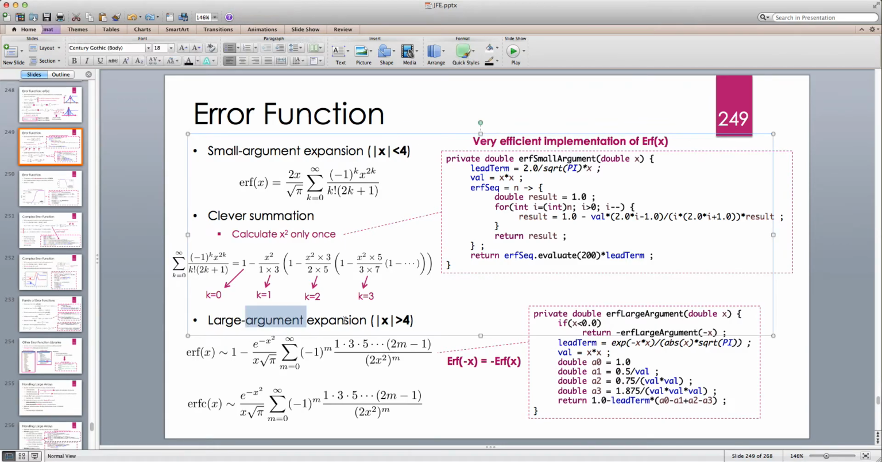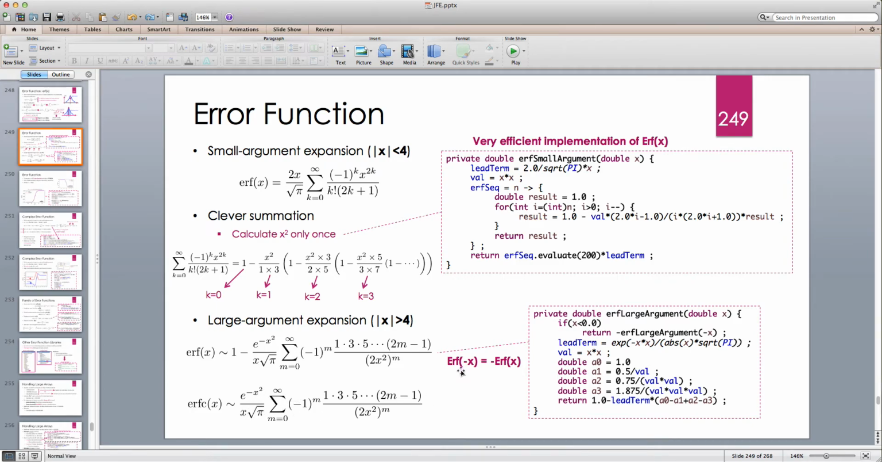Now for large argument expansion, when x is greater than 4, the error function has an asymptotic series: 1 minus e to the minus x squared over x square root of pi, sigma from m to infinity, minus 1 to the m, 1 times 3 times 5 up to 2m minus 1, over 2x squared to the m, right? And then the error function complement is just 1 minus the error function. So you drop this 1, and it becomes e to the minus x squared over x square root of pi, times the summation.